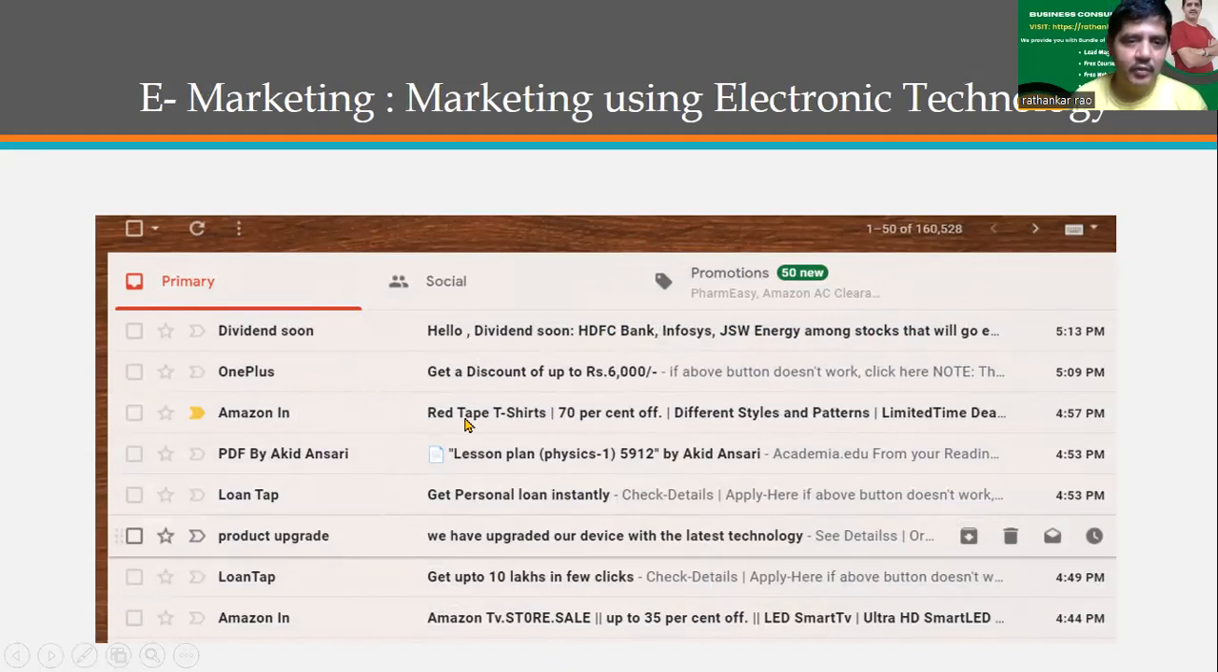OnePlus, see a phone. He says get a discount of 6,000 rupees. Okay, once again an advertisement about a phone. Amazon, Red Tape T-shirt 70% off. Okay, does anybody give 70% off?